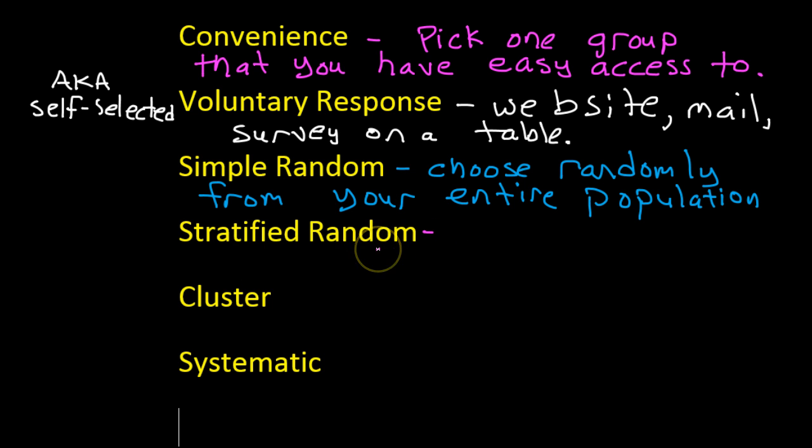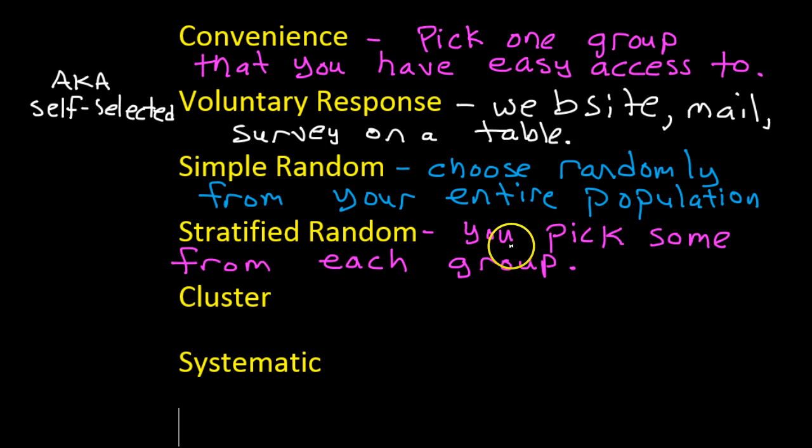On the other hand, you could do it by types of people. So we have freshmen, sophomores, juniors, and seniors. So if I pick 20 freshmen, 20 sophomores, 20 juniors, and 20 seniors randomly, but I pick 20 of each kind, then that would also be stratified random. So if you pick some from each group, that's stratified random.